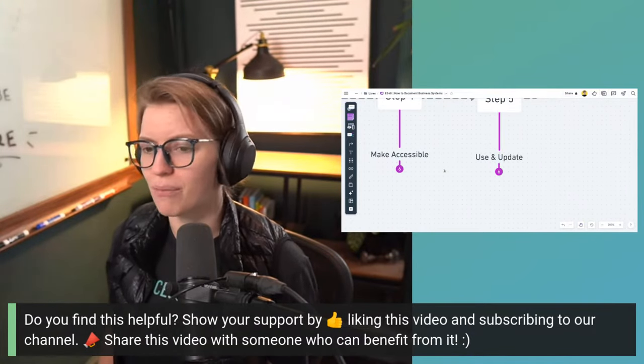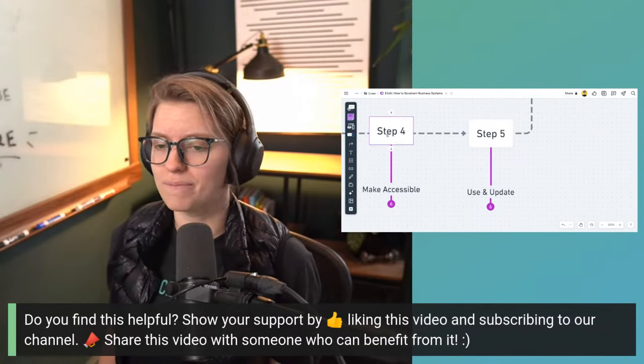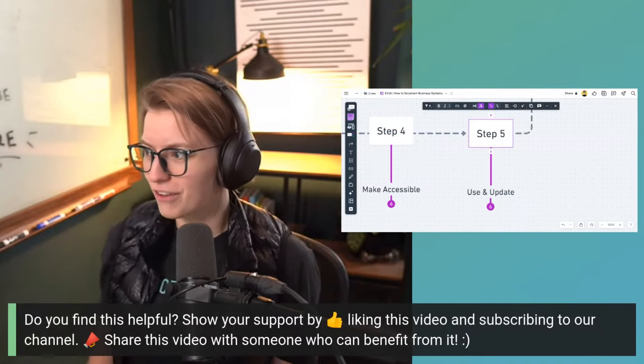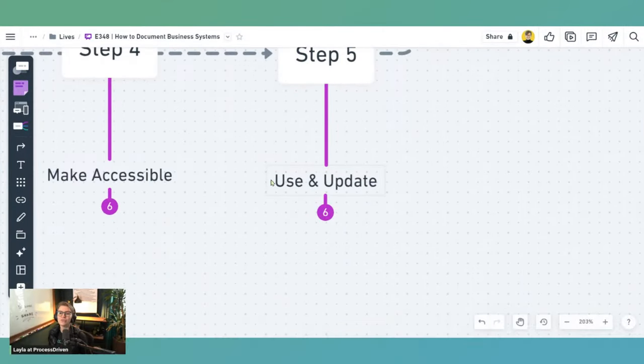Sometimes people get tripped up on this advice on this fourth step. Okay, I'll check in. Step five, our final step here, which I'll go back to so you can actually see my screen, sorry, it's small, is to use and update. This is where the magic happens. This is where you're actually taking that equipment that you've created and you're starting to use it.